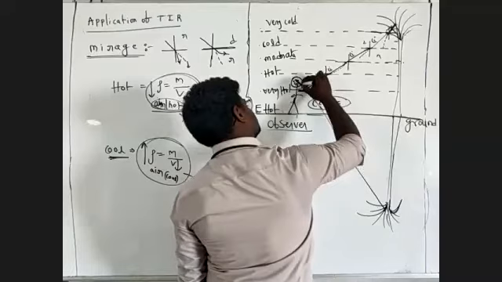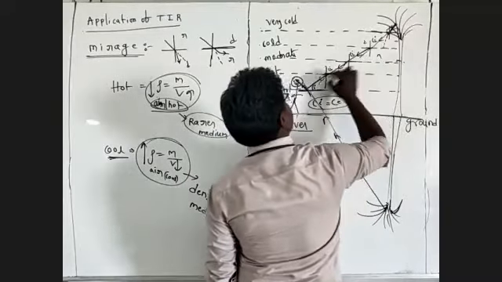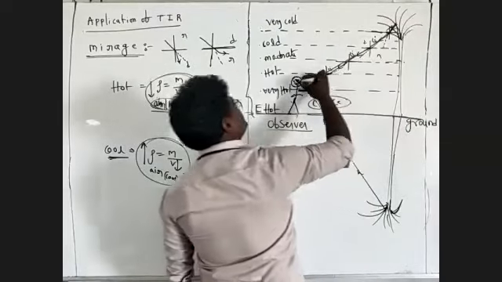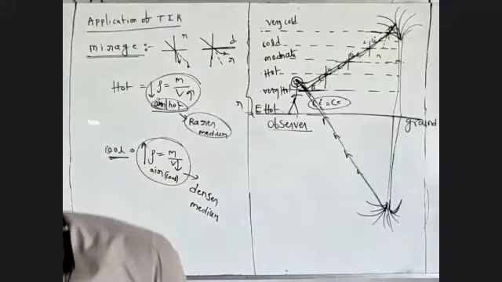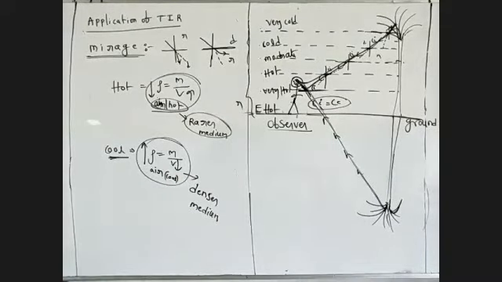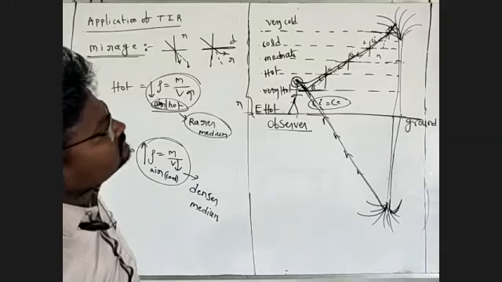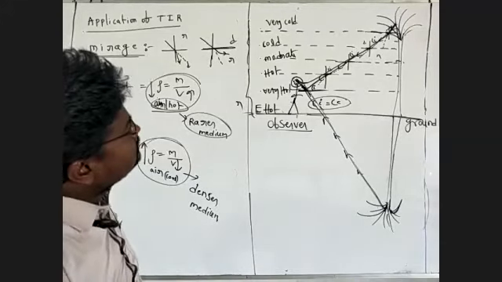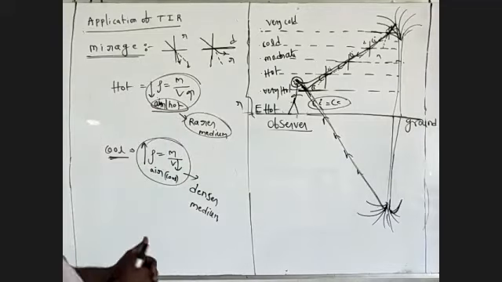This ray is coming from the ground, as the observer sees it. Actually, the ray is coming from this direction, but he is observing it from the ground. You will see what will happen here.